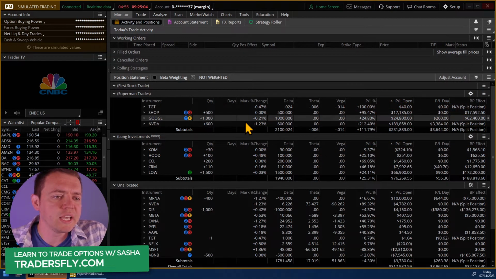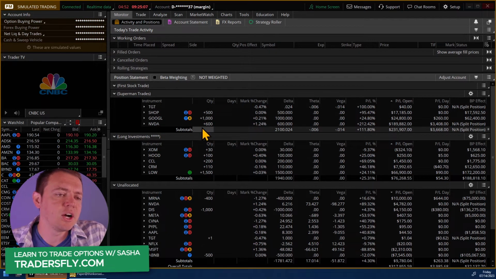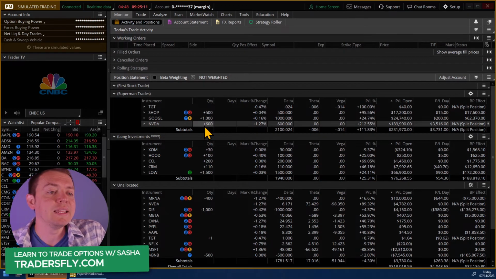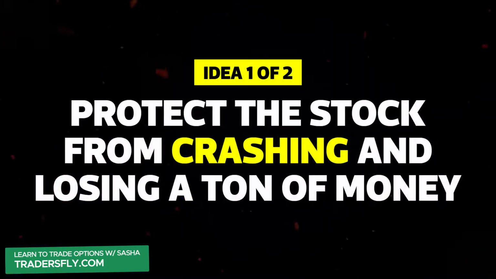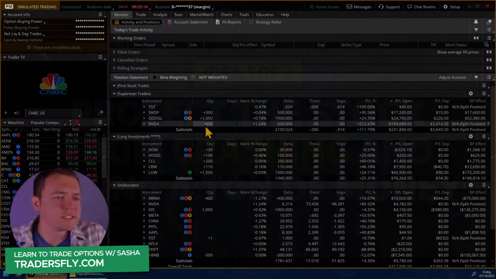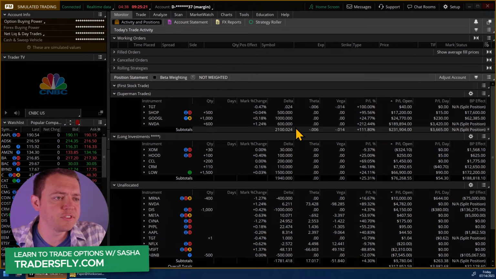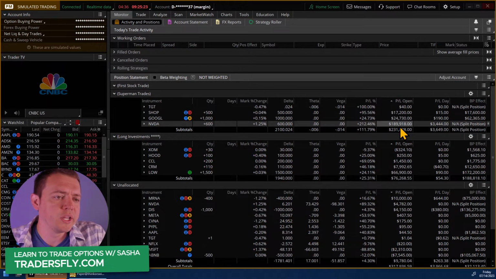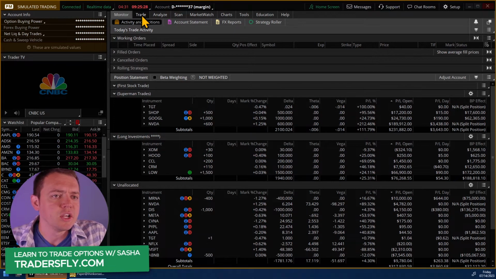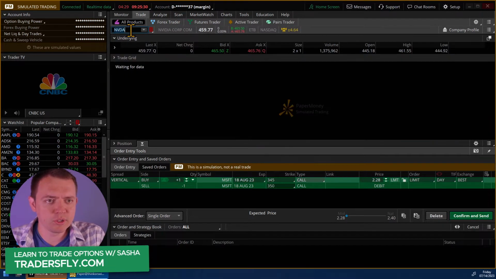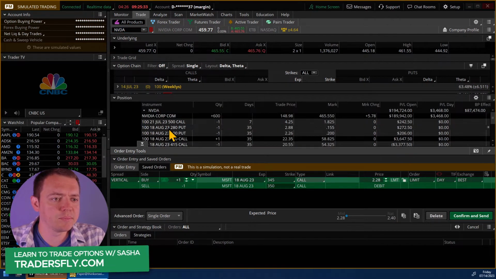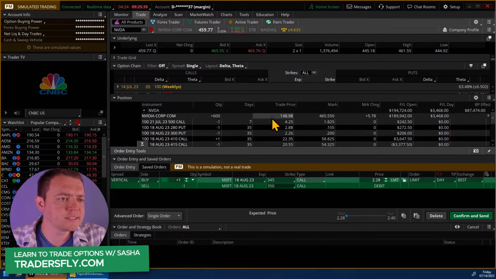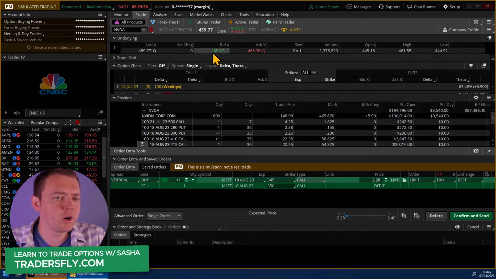So one of the use cases for these positions is to protect that stock. We could take, let's say, NVIDIA right here, and protect the stock from crashing and losing a ton of money. I bought this stock, 600 shares of NVIDIA. It's probably one of my largest winners in this simulated account, almost $89,000. If we go to the trade tab and look at NVIDIA and my positions, you can see I got that stock at around 148. That stock's at 400 and some dollars.